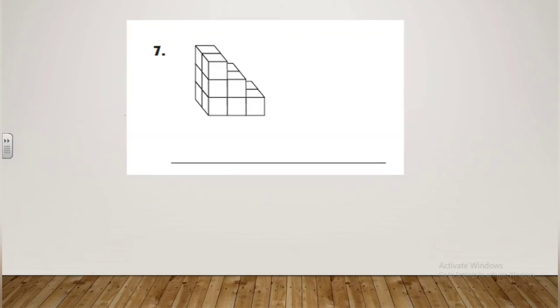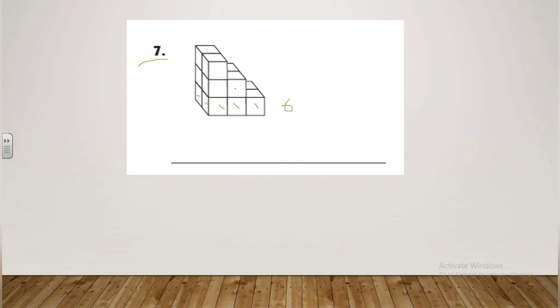Okay, here, question number 7. If you look carefully here, in this row, we have 1, 2, 3. Okay? And here we have 1, 2. So at the bottom, we have 3 times 2, so we have 6 here.